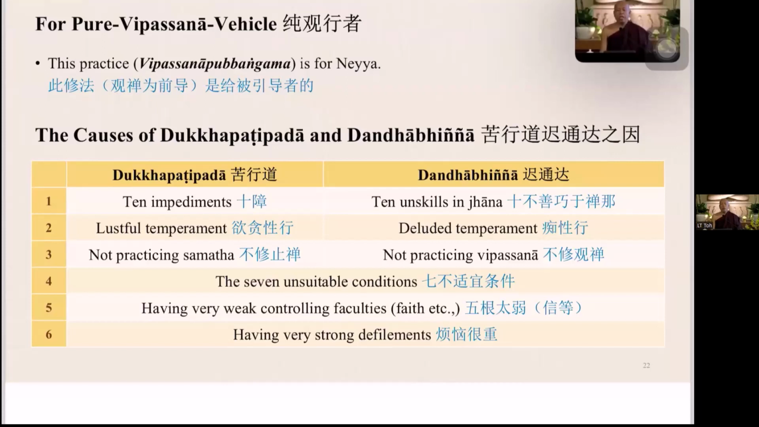Another is not practicing vipassana. This one is also important. If we have never practiced vipassana before, it will be slow attainment. So the remaining three will be the same as before: 7 unsuitable conditions, having very weak controlling faculties, having very strong defilements. These 6 are the cause of Dandabhinya.